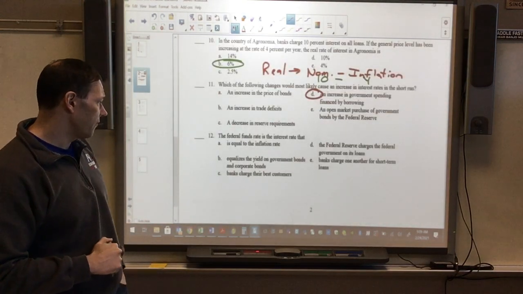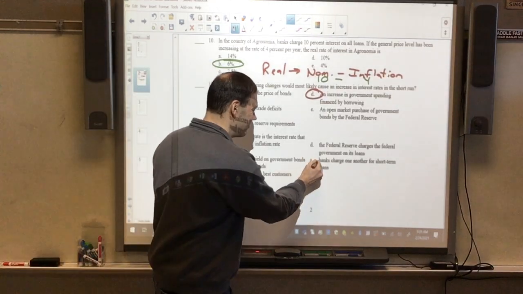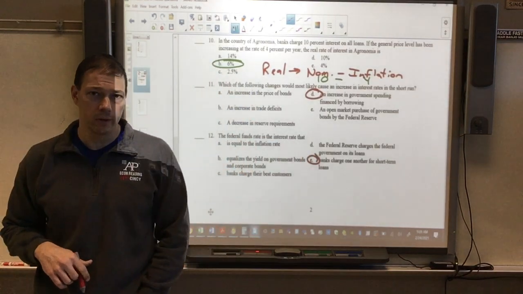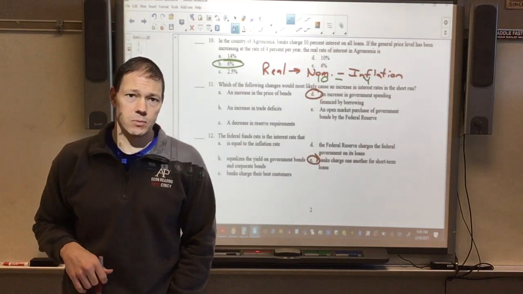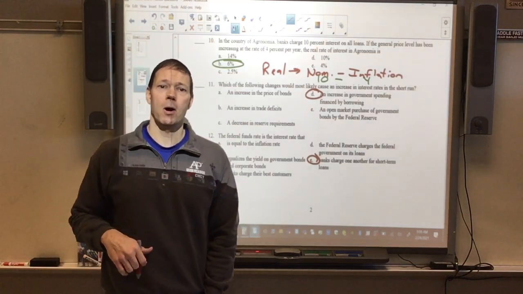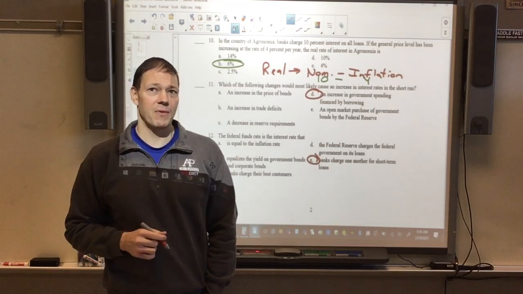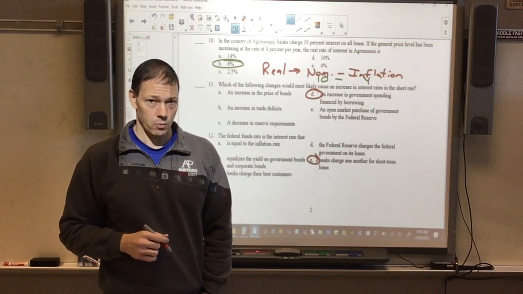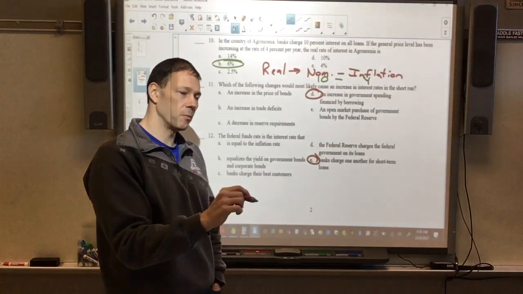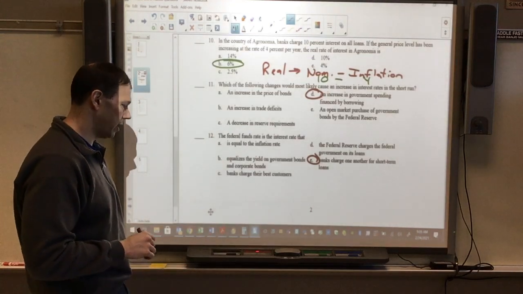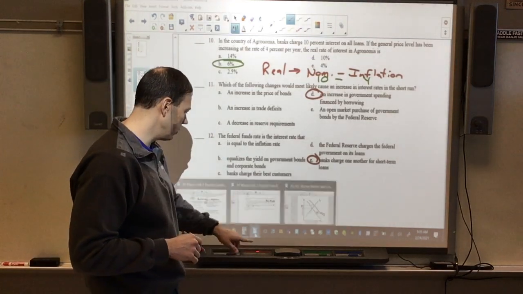Number 12, the federal funds rate is the interest rate that banks charge each other when they make loans. Remember that if their reserve requirements are not up to par, they have to borrow money. They can borrow money from the Fed. If they borrow money from the Fed, that interest rate is called the discount rate. When banks borrow money from each other, that is called the federal funds rate. Okay, so that's an important difference between those two.